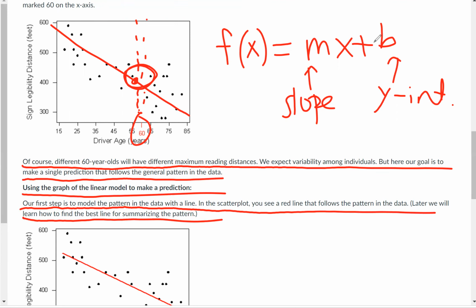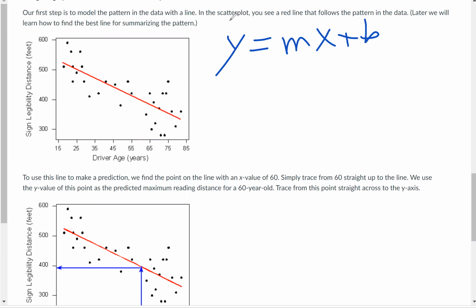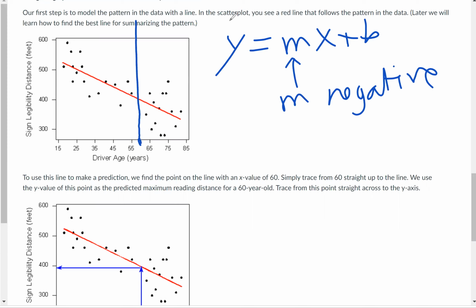It looks like y equals mx plus b. The slope would be negative because it's sloping downward from left to right. Anyway, for a 60-year-old, 60 would be about here. If I make a vertical line, just so I see where it lines up with the red line, I'm going to try to figure out what point that is. It looks like maybe around 400 or a little less. So I would say a 60-year-old can probably see 400 feet in front of them, maybe.